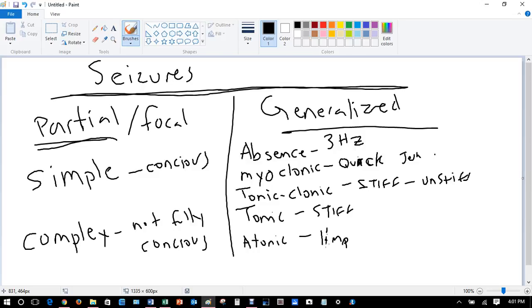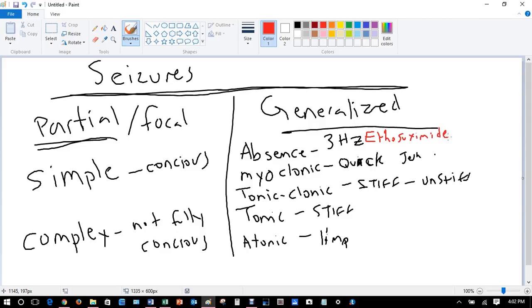Now, what about drugs? How are we going to treat these different kinds of seizures? Well, there's a lot of drugs out there for seizures. We'll go through these. So first of all, I'll do drugs in red here. When a person has an absence seizure, the drug you want to give them is ethosuximide.